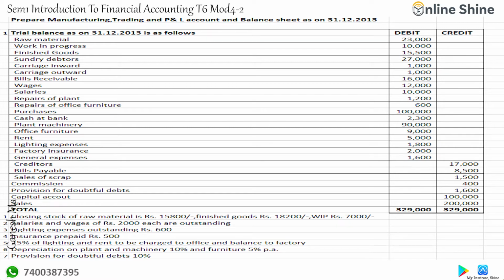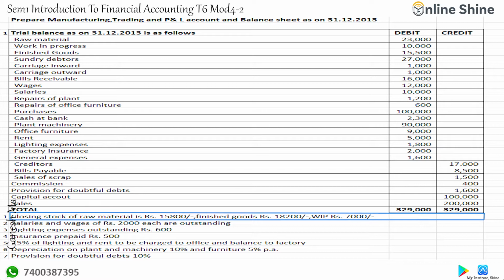Understood? So now see, the first adjustment is being given. There is a closing stock of raw material as well as closing stock of WIP as well as your closing stock of finished goods. Now closing stock is your asset, so it will come in your balance sheet asset side. You can mention closing stock of raw material, work in progress and finished goods one by one. Make a total of all three and you can put in the outer column 31,000 over there.